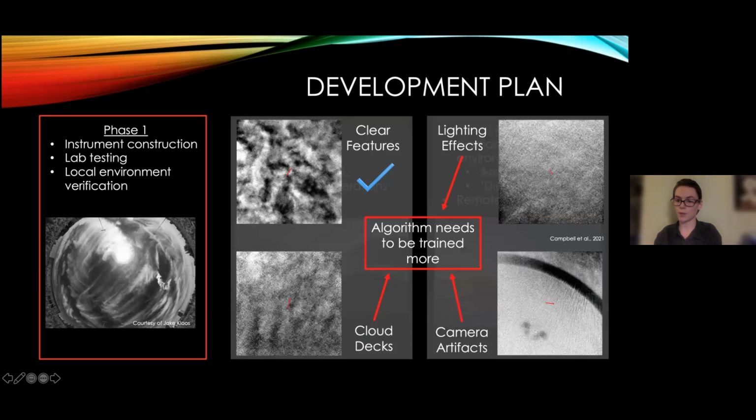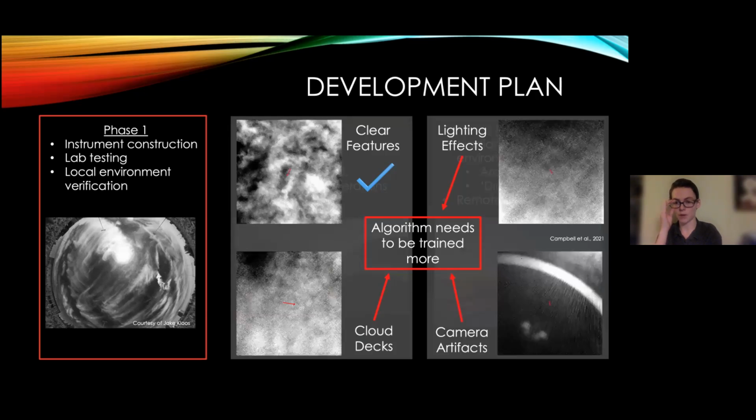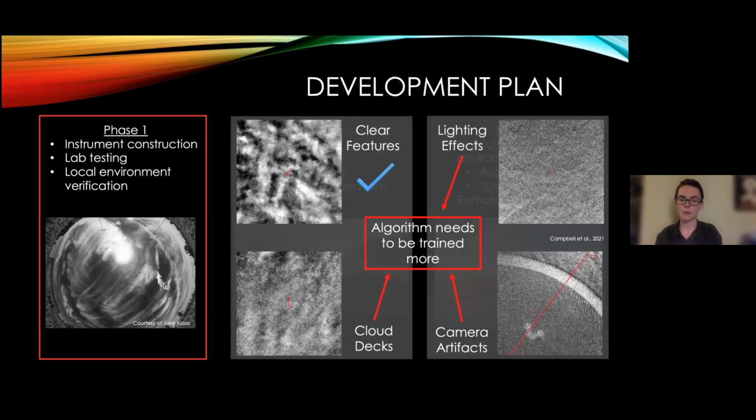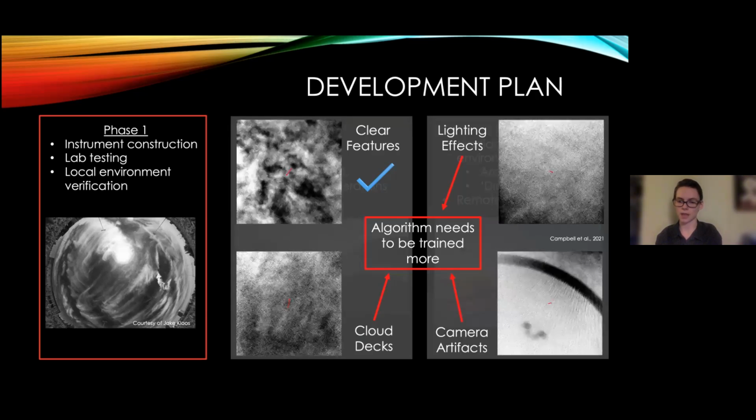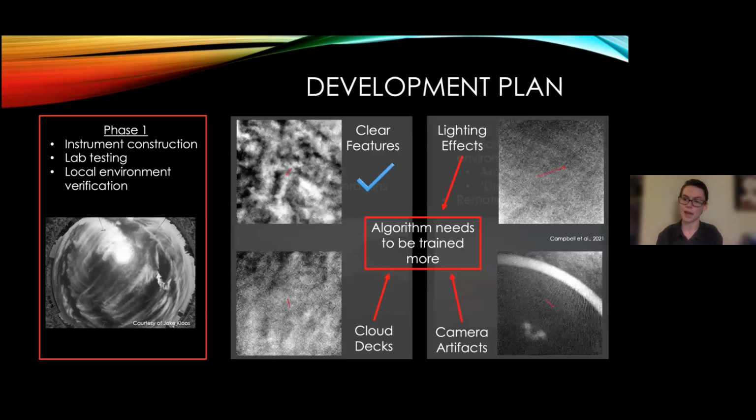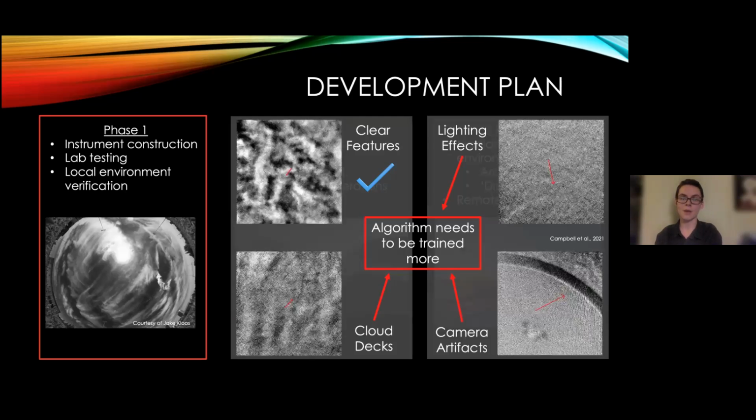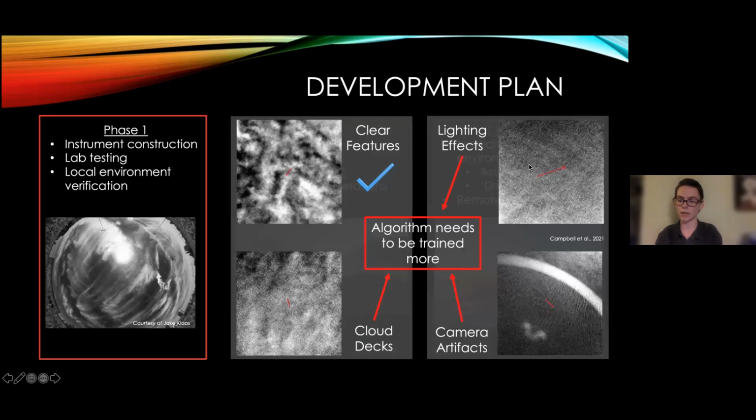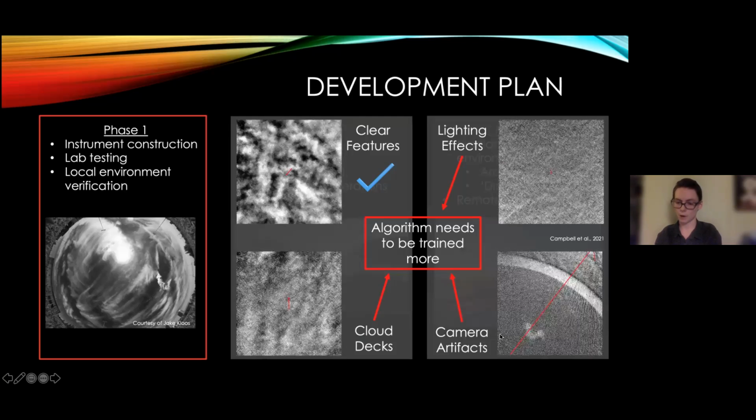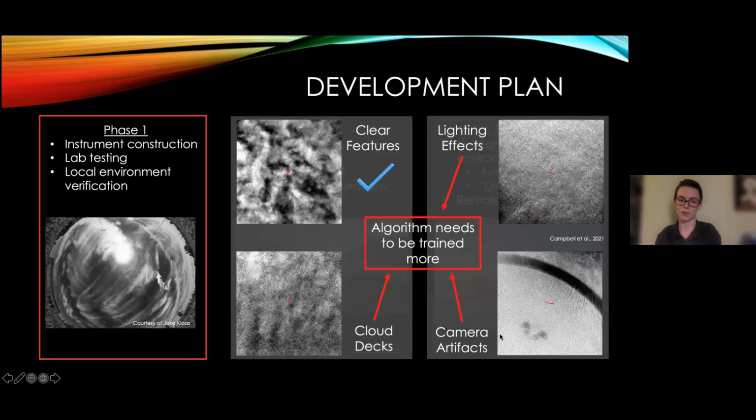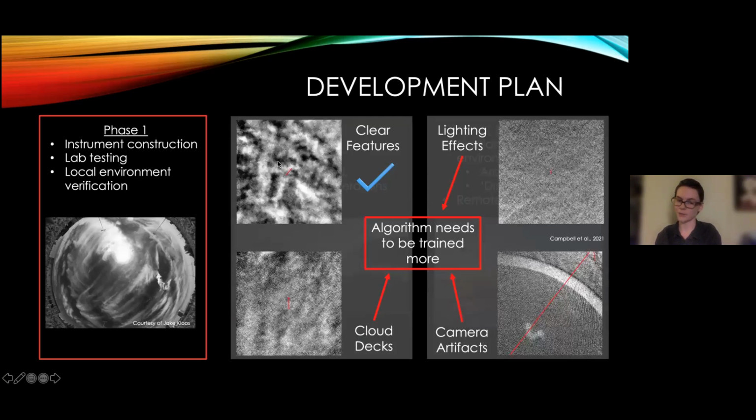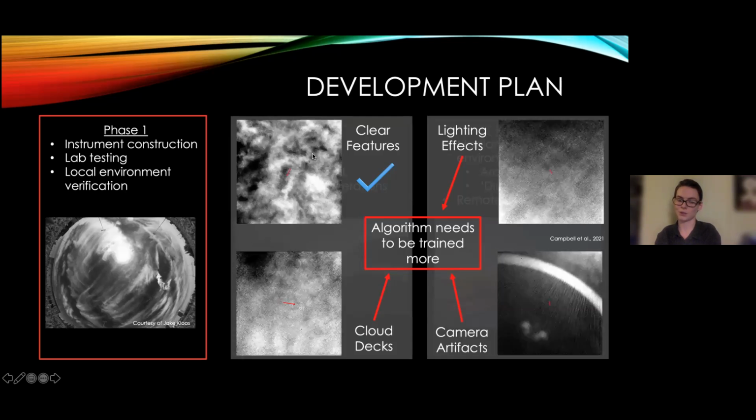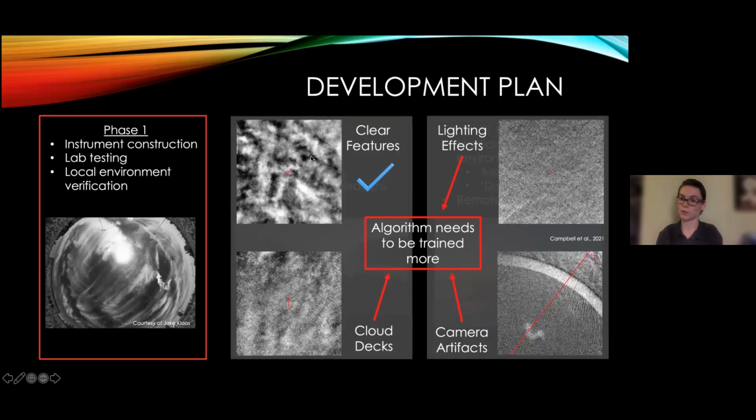The algorithm that I was mentioning, I have published a paper in 2021 about this, taking the atmospheric movies from MSL and trying to apply a machine learning algorithm to determine wind direction and angular wind speed. There is some testing that needs to be done more with this. As you can see in the movies, if there are cloud decks, lighting effects, or camera artifacts, the algorithm really struggles. But if there are nice clear features, you can see the arrow is pointing directly where the clouds are moving towards, which would be the wind direction.